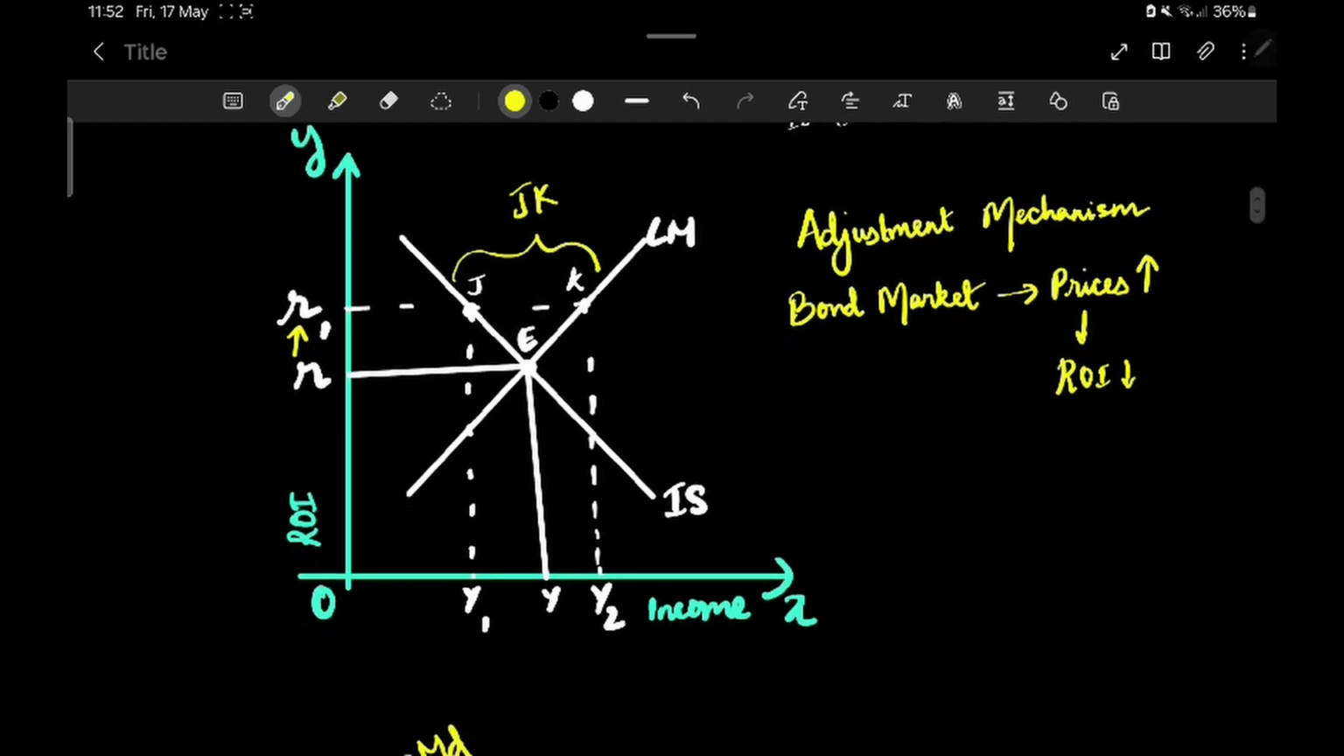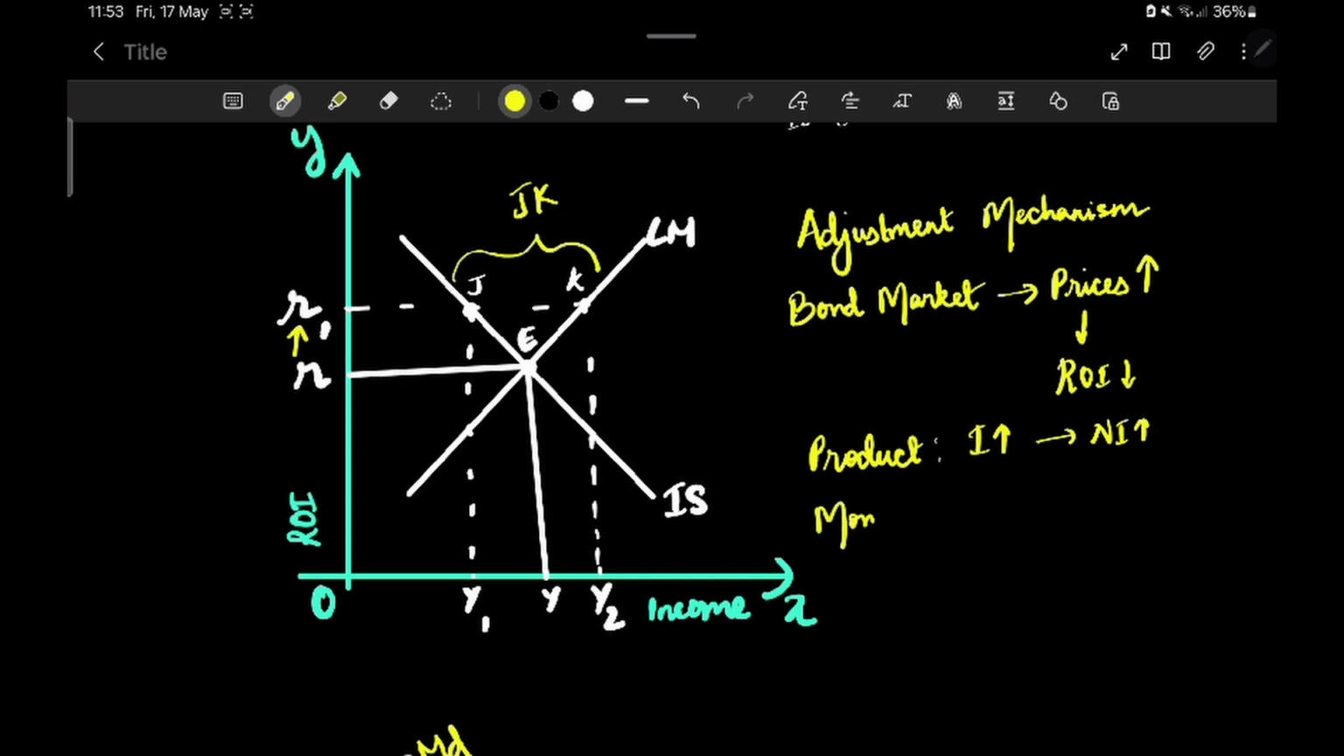Since your ROI has declined, now let's take the product market. Since your ROI has declined, your investment increases. When your investment increases, your national income increases. So this is your product market case.